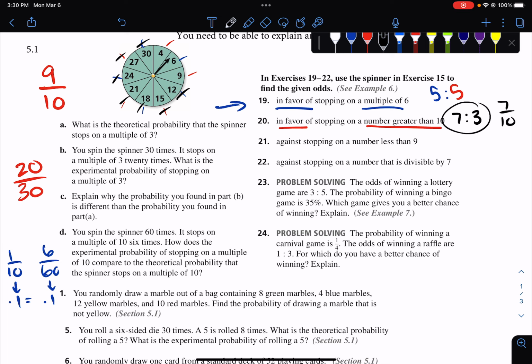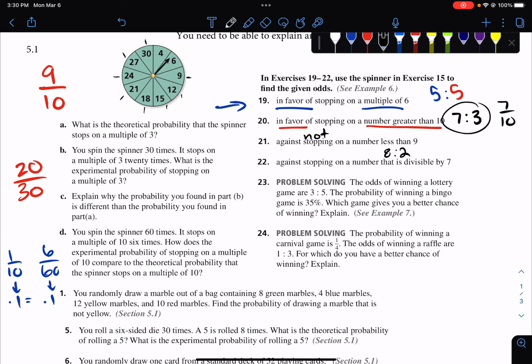Against stopping on a number less than 9. That's kind of like saying not getting a number less than 9. So when I look at my spinner here, if I count the numbers that are not less than 9, so that's counting the numbers that are 9 or bigger. So 1, 2, 3, 4, 5, 6, 7, 8. There's 8 of them that are not less than 9. So there's only 2 that are less than 9. So against or not against stopping on a number is the same as not stopping on a number. So the odds are going to be 8 to 2.